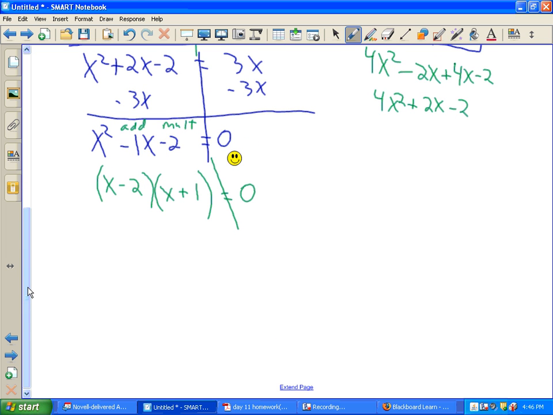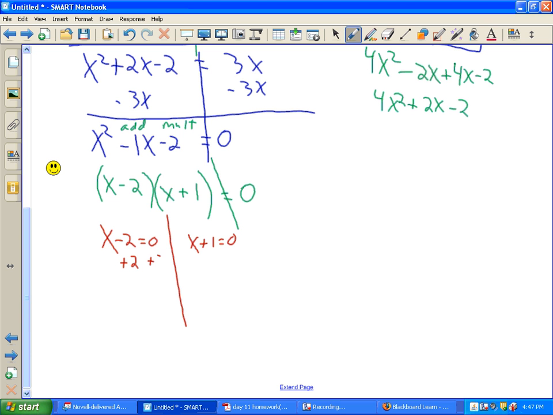Now we have a property that we studied in the first month of school, and that property said that if we are multiplying two things together and the answer is 0, then either the first thing has to be 0 or the second thing has to be 0. Maybe both of them are 0. So that allows us to say x minus 2 equals 0 and x plus 1 equals 0. I draw a new line, so we're separating these into two problems.